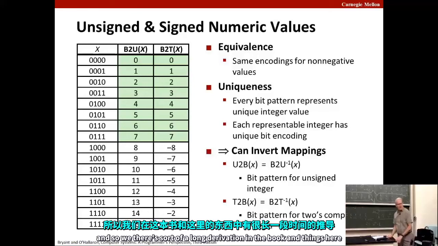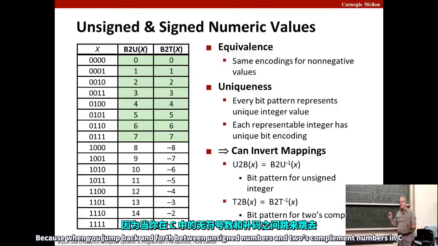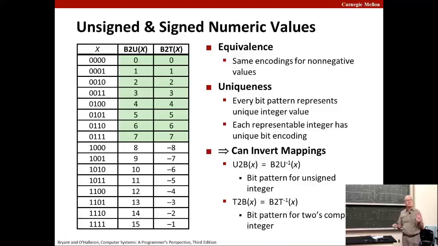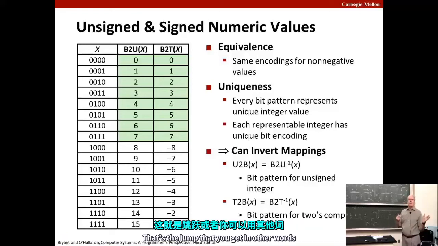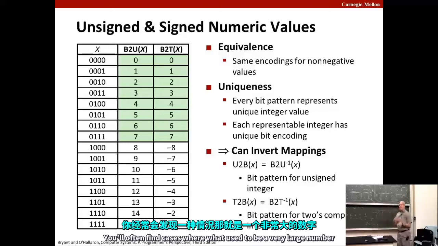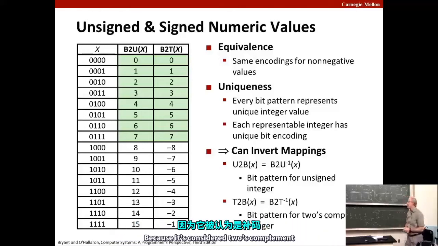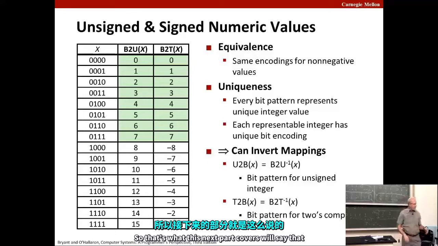And so there's sort of a long derivation in the book, but that connection is actually fairly important, because when you jump back and forth between unsigned numbers and 2's complement numbers in C, that's the jump that you get. In other words, you'll often find cases where what used to be a very large number because it was unsigned all of a sudden becomes a negative number because it's considered 2's complement. So that's what this next part covers.